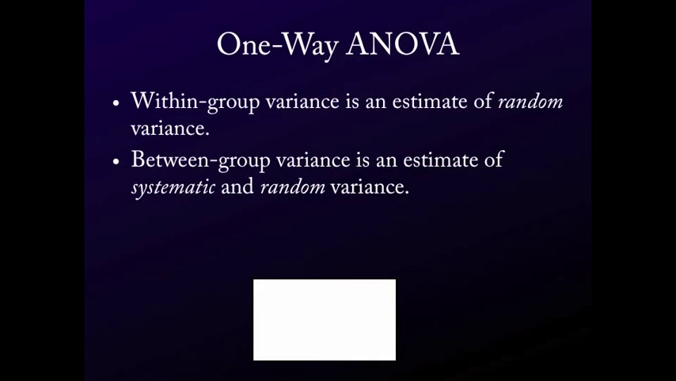Does that make sense? So within group variance, within these samples, gives you an estimate of the random variance from the population. The between group variance tells you both the systematic variance between your samples as well as the random variance in the population. Does that make sense? The systematic. And systematic just means it's sort of all going in one direction, right?